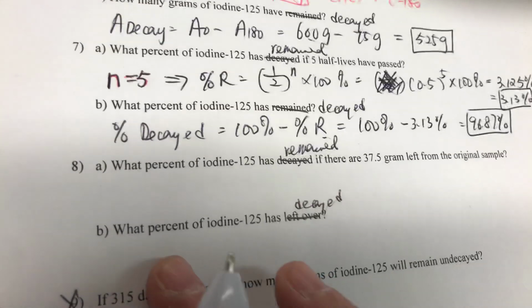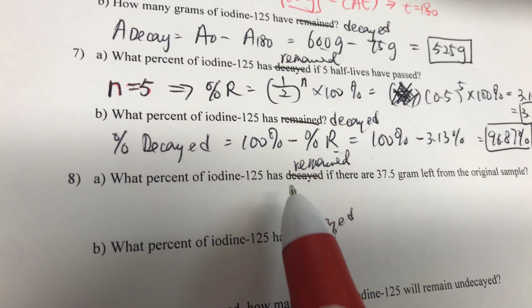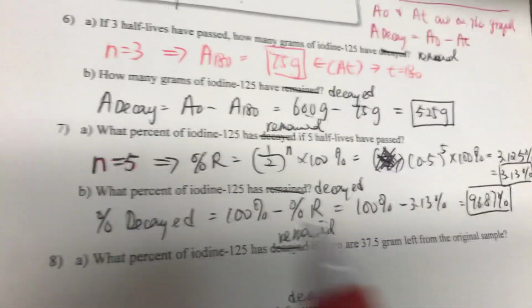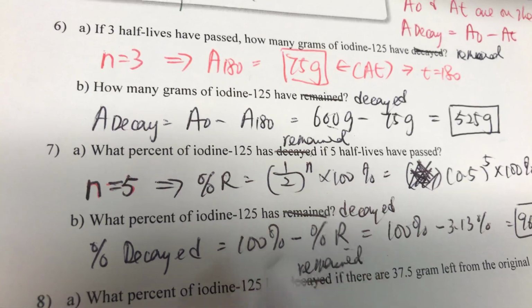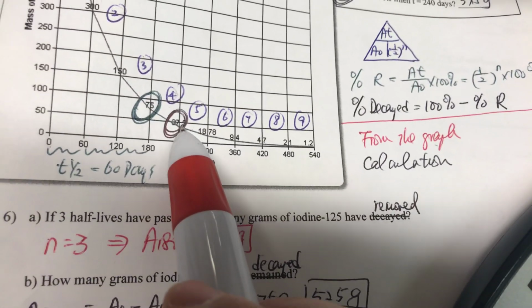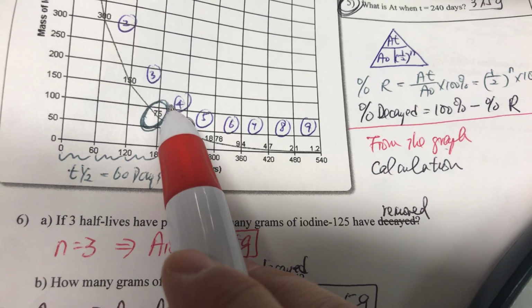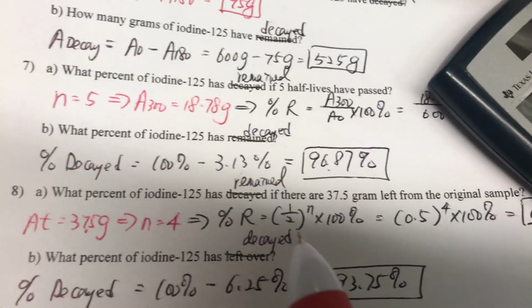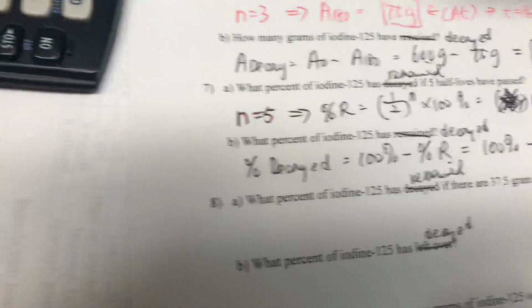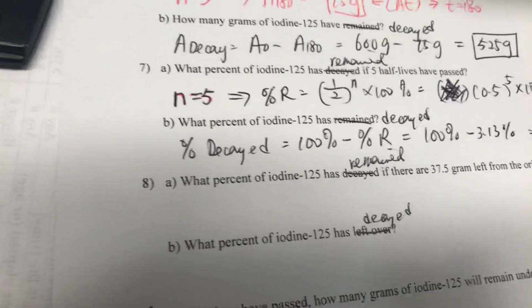Okay. Now, number 8A, what percent of our 125 has remained if there are 37.5 grams left over? So same idea as number 7, but in number 7 you're given half-life, and here you're given grams. In the previous worksheet, I asked you to look it up from the graph. Because I have 37.5 grams left over, that means the n is 4 half-lives. Once I find the 4 half-lives, I punch it into this equation, and I will get 6.25%. But actually, you don't even need to do this part, because I can go the other way.